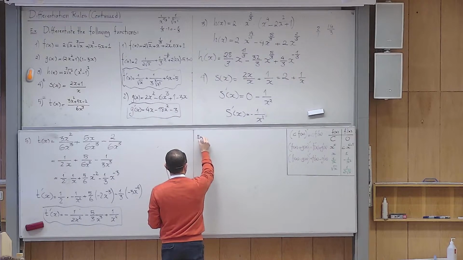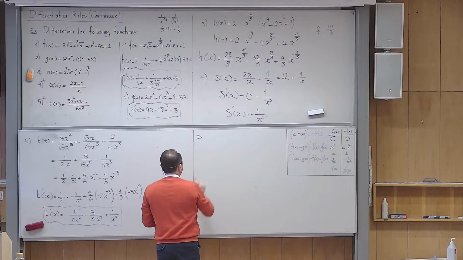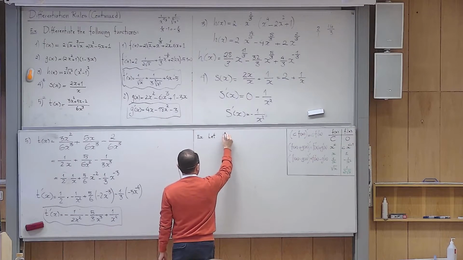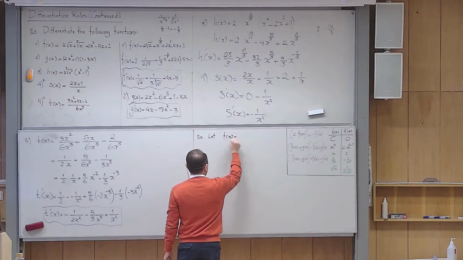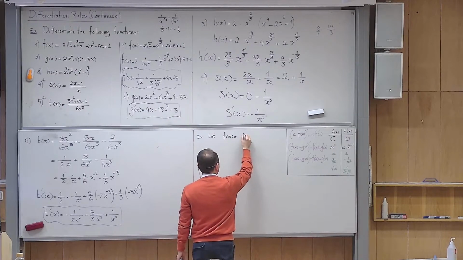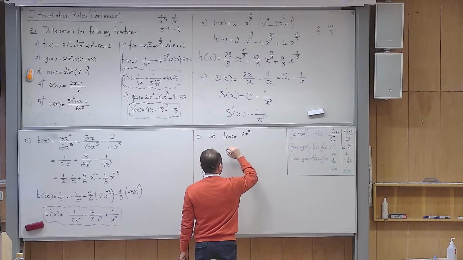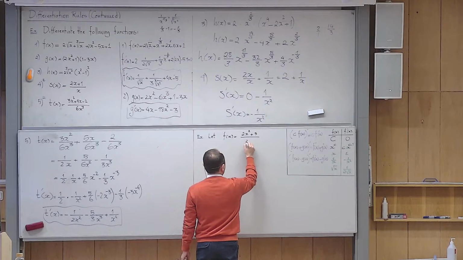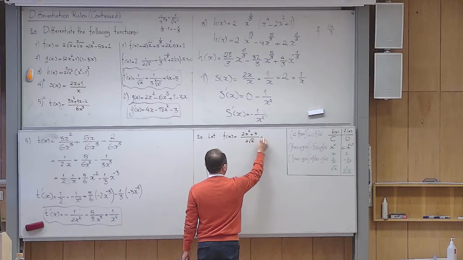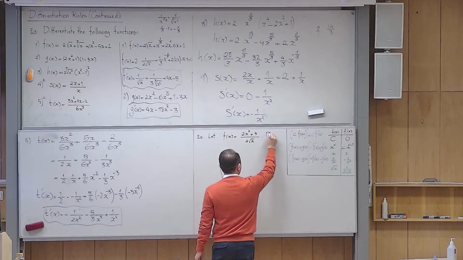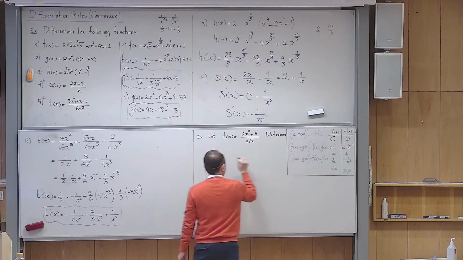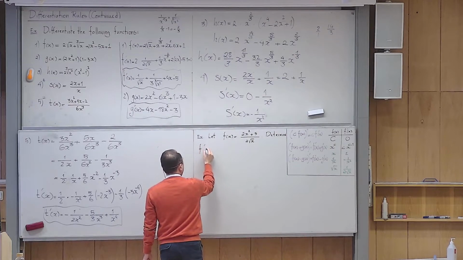Example, let f of x be equal to 2x squared plus 3 divided by 2 square root of x. Determine f prime of 4.